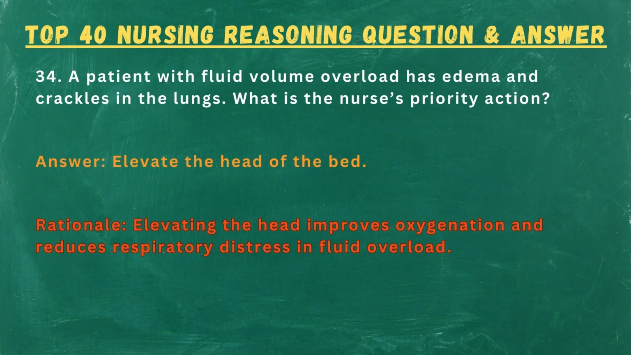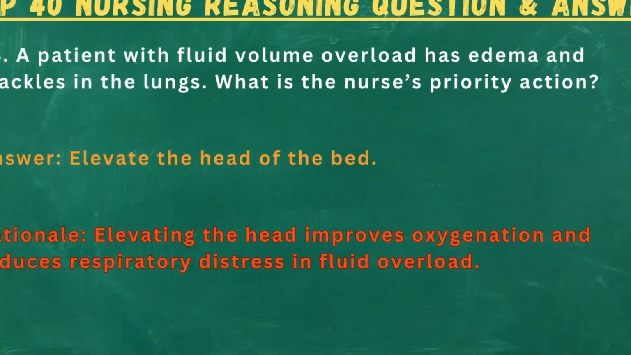34. A patient with fluid volume overload has edema and crackles in the lungs. What is the nurse's priority action? Answer. Elevate the head of the bed. Rationale. Elevating the head improves oxygenation and reduces respiratory distress in fluid overload.